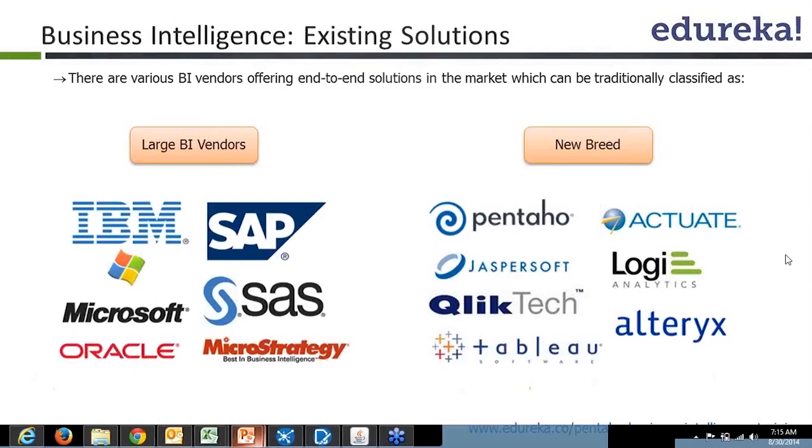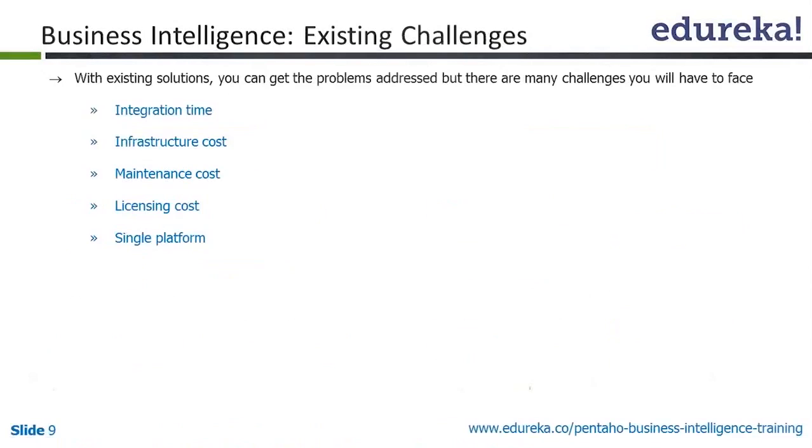And now there are new breeds, which are very cost-effective products, and most of them are, you can say, open source, which is also more cost-effective in a way. So Pentaho and Microsoft are two, open source tools. Likewise, we have others also. QlikTech, Tableau, these are all BI tools available in the market nowadays, and they are very cheap compared to the large vendors.